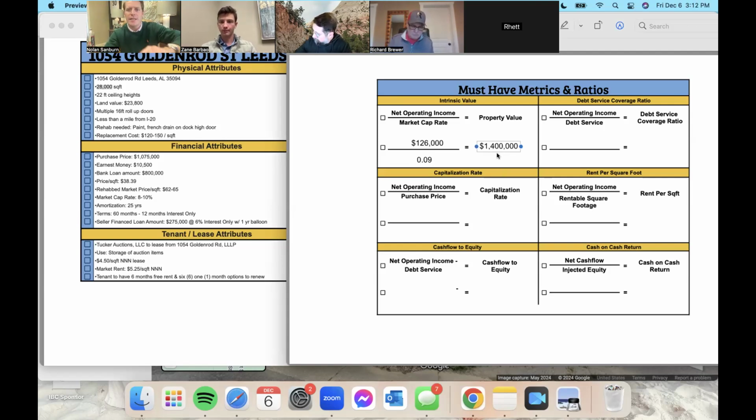1.4 million bucks. So that's the intrinsic value of that property, when it's at a market cap rate of 9%. Now, again, if we get a better tenant, we might be able to sell it at an 8 cap or maybe even a 7.5 cap. And that just pumps up the property value, right?